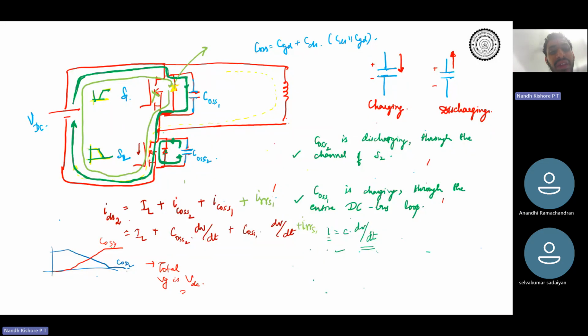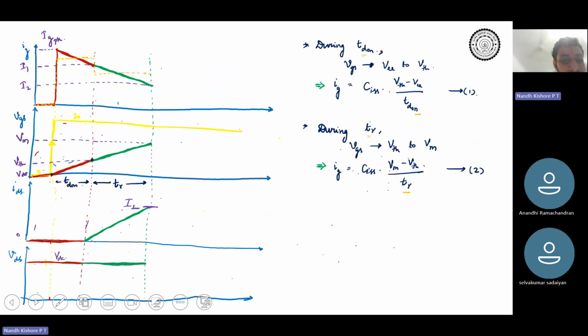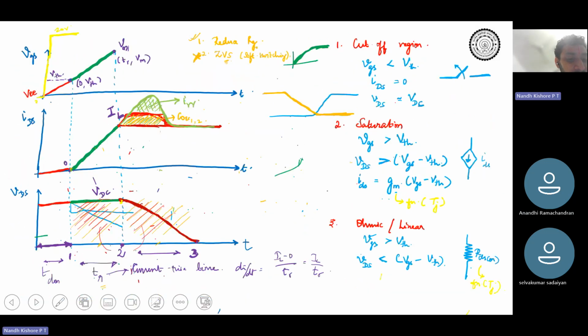We saw how the capacitor charging and discharging parts are. Additionally, there is a reverse recovery current flowing through S2. This contributes to the overshoot that you are seeing over here. You see overshoot due to IRR, reverse recovery, COSS1 charging and COSS2 discharging. This is the total current that flows through the device.